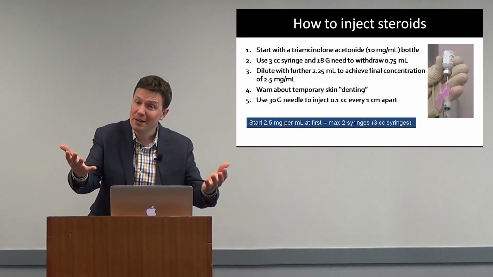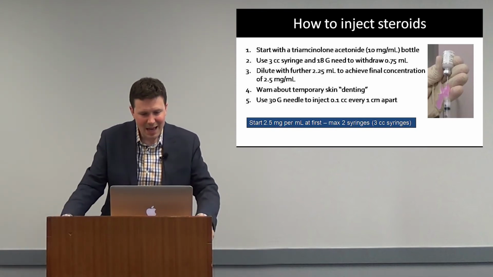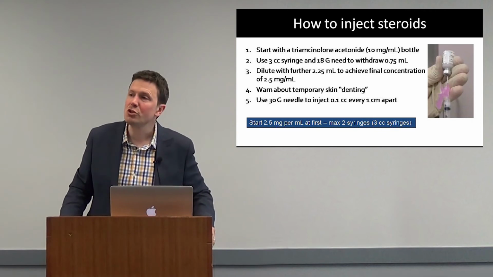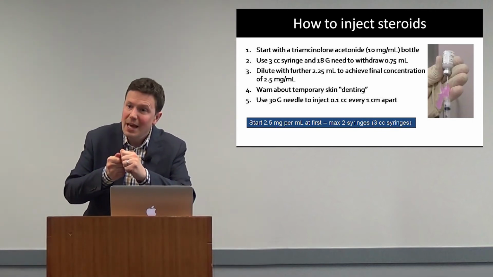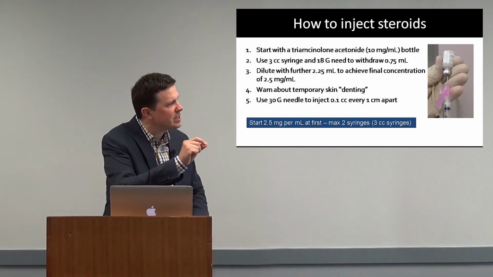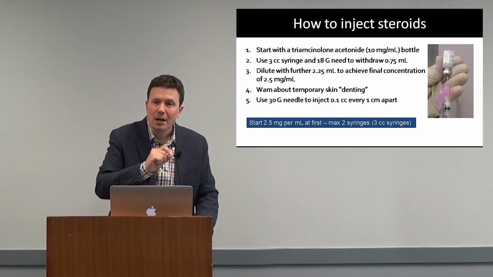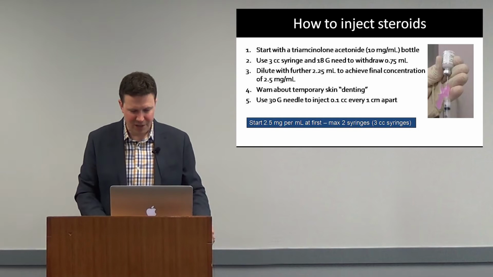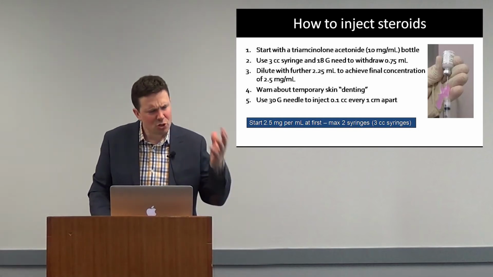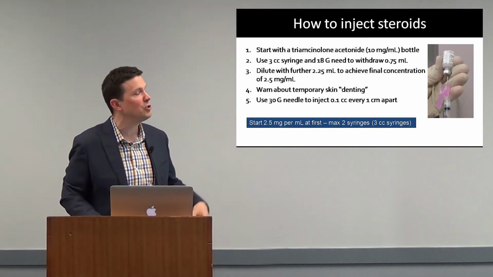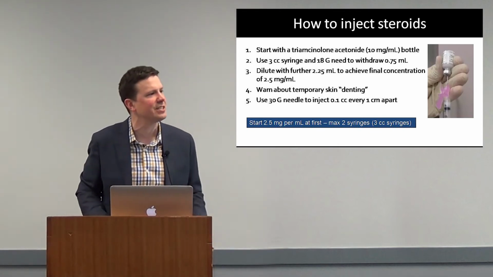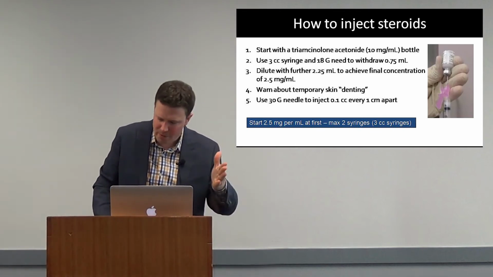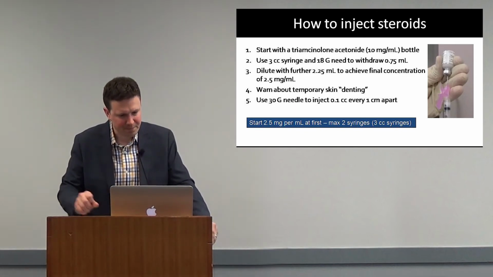You can make up another one, and these 2 syringes can be injected into the scalp. You'd put a 30 gauge needle on it, and you can perform steroid injections 1 centimeter apart, 0.1 mils in each of these zones. And so by using 2.5 milligrams per mil, you enhance your safety, you reduce your chances of atrophy or these indentations that can occur, and it can still be very, very beneficial.